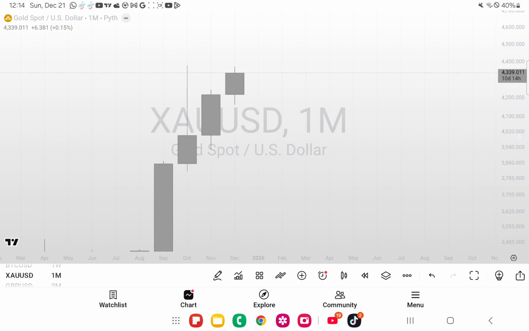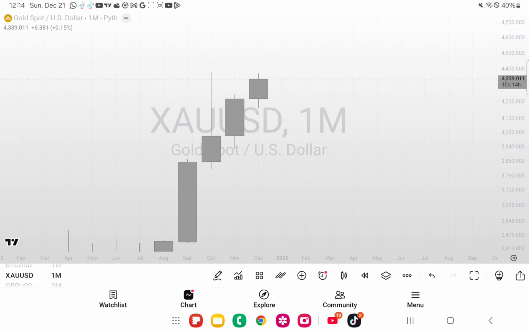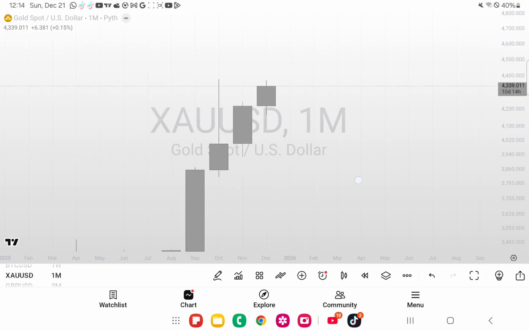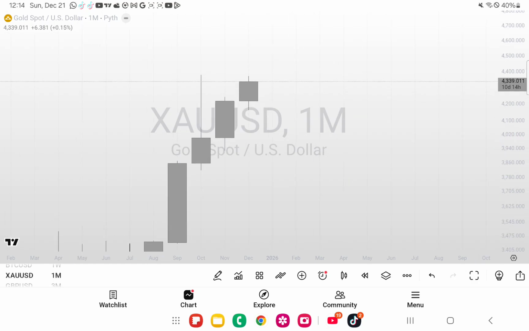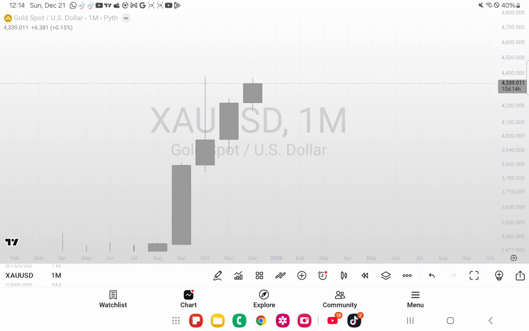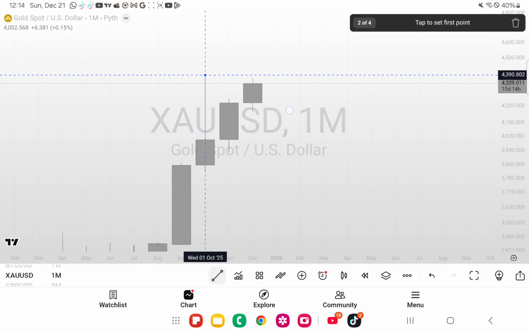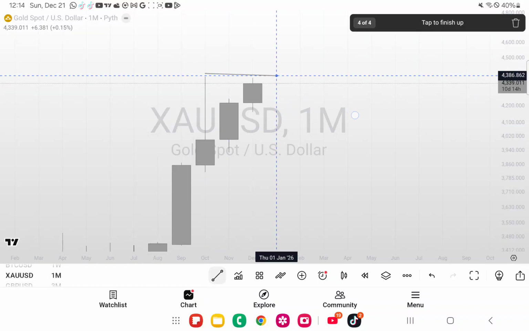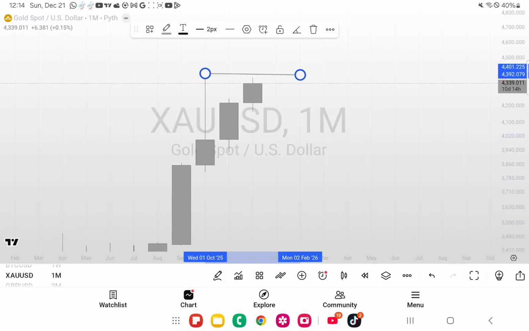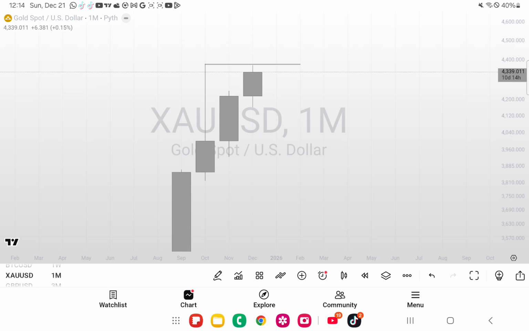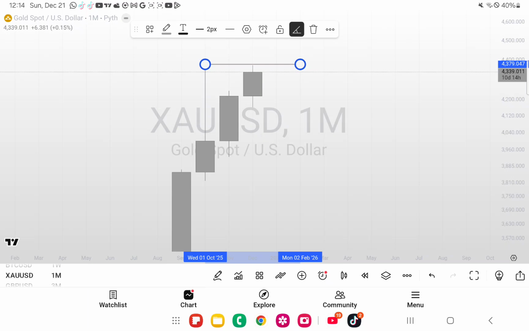We have to start on the monthly time frame. This is the monthly time frame, right? First we have to know where the market is coming from and where it is going to. So this is our next draw on liquidity, this high. This is our all-time high on XAU USD, right? So that is the next draw on liquidity. So we know this is where the market is coming to.